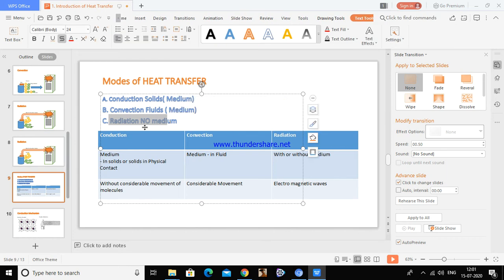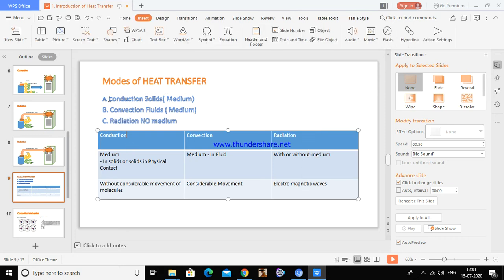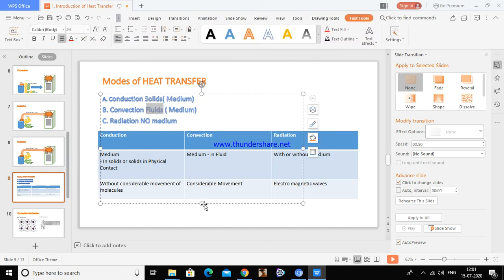So one by one, by using these facts we can define the first one, conduction. Conduction is a process of heat transfer that normally occurs in solids, or solids in physical contact, without any considerable movement of molecules or particles. Okay, convection is a mode of heat transfer that normally occurs in fluids with considerable movement of molecules. Okay, for example, boiling of water.